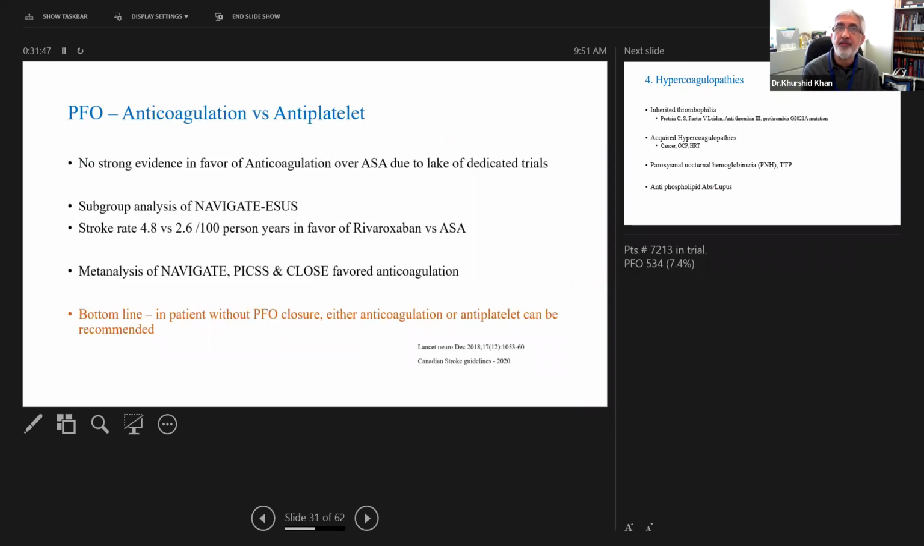If a person is not a candidate for closure, then antithrombotic medication can be used. And again, the question arises, anticoagulation versus antiplatelets, and there is uncertainty about this question. There might be some signal that anticoagulation may be better in some of these studies in subgroup analysis, but this hasn't been looked at in a randomized fashion, specifically antiplatelet versus anticoagulation, with the question of whether PFO closure versus antiplatelets, and which antiplatelet may be better. So we tend to use antiplatelets in those individuals who are not candidates for closure.